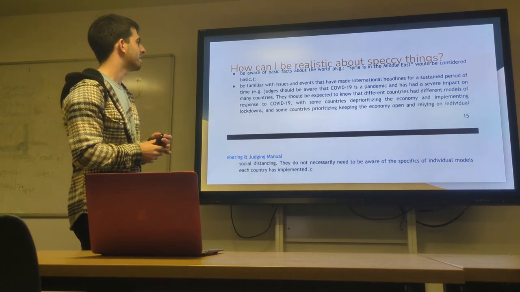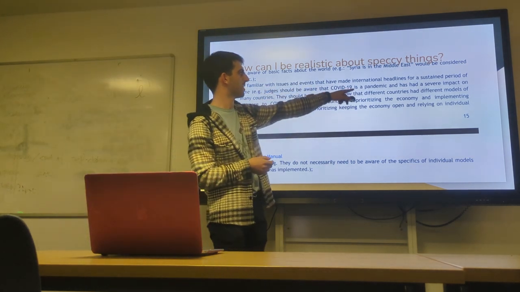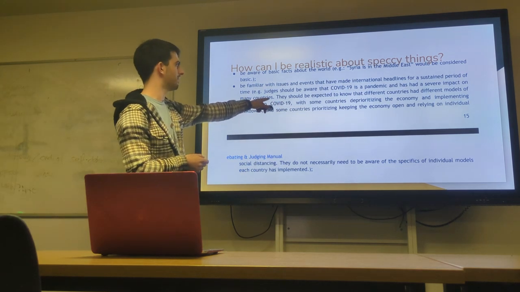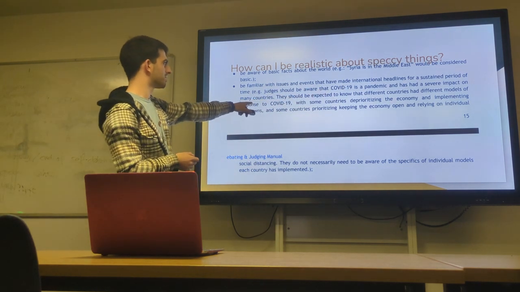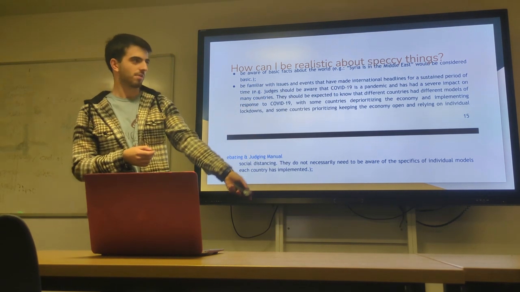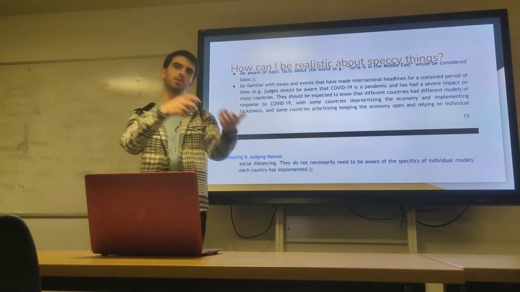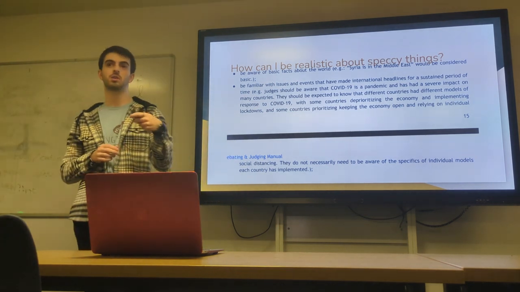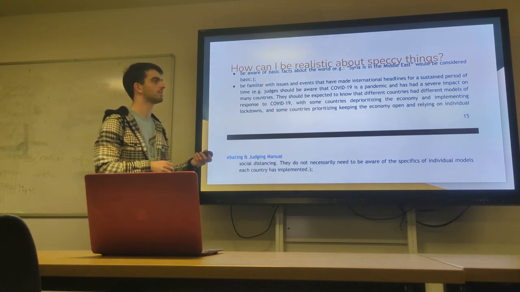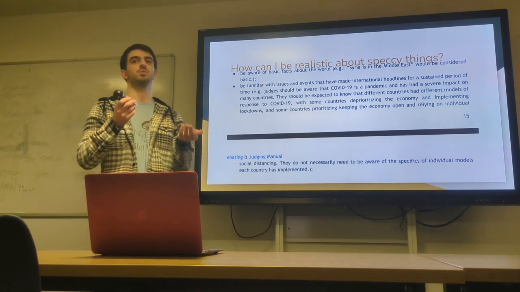The other thing is, it says that they should be familiar with issues and events that have made international headlines for a sustained period of time. And this is the COVID example, which is interesting because, and I've seen this happen in debates, judges do credit people saying the USA did this and the UK did this. And so there is very much a difference between what the judging manual says and what judges will actually credit. Use that as you will.